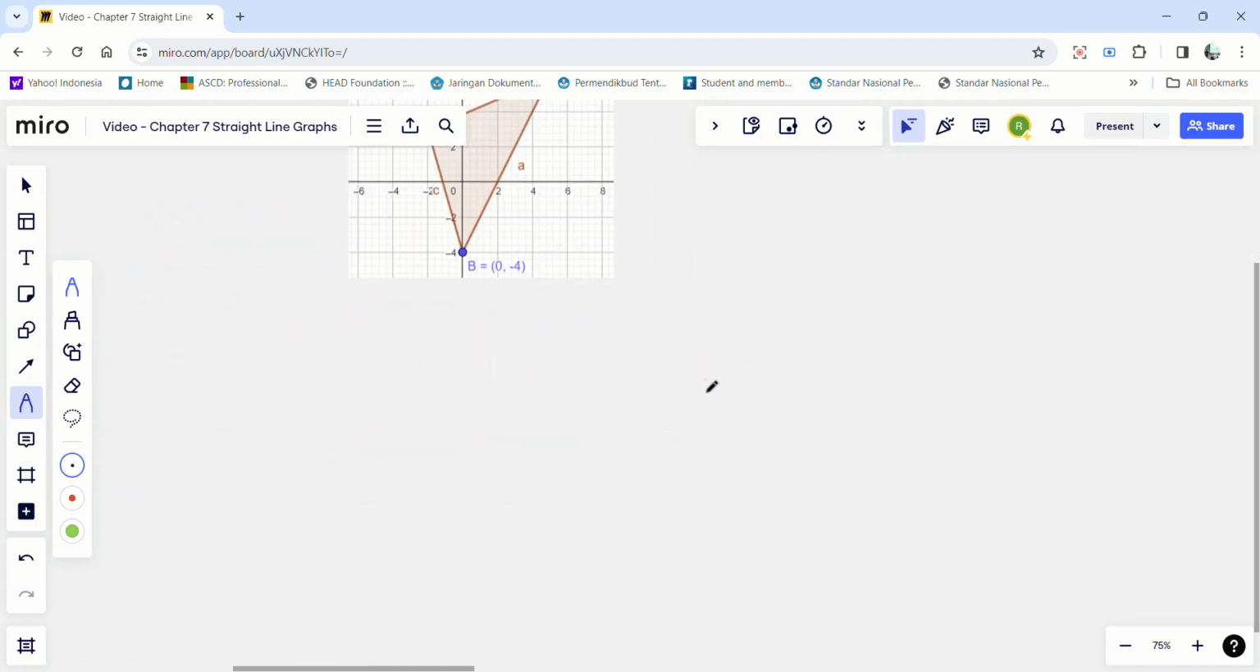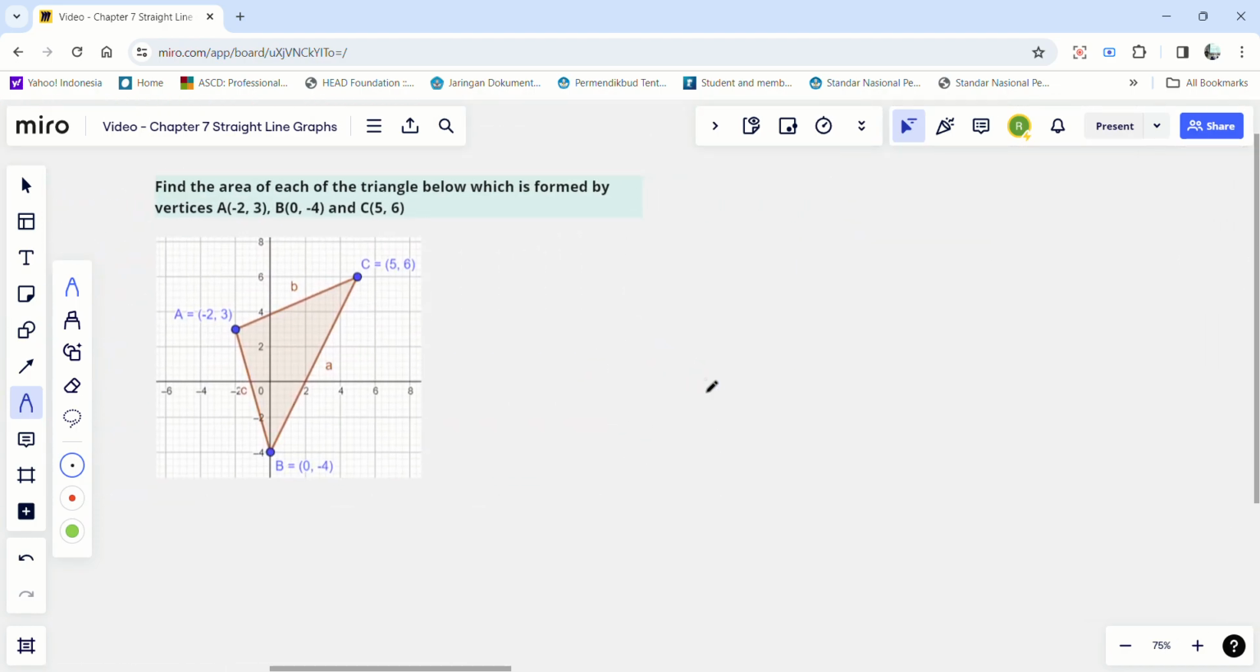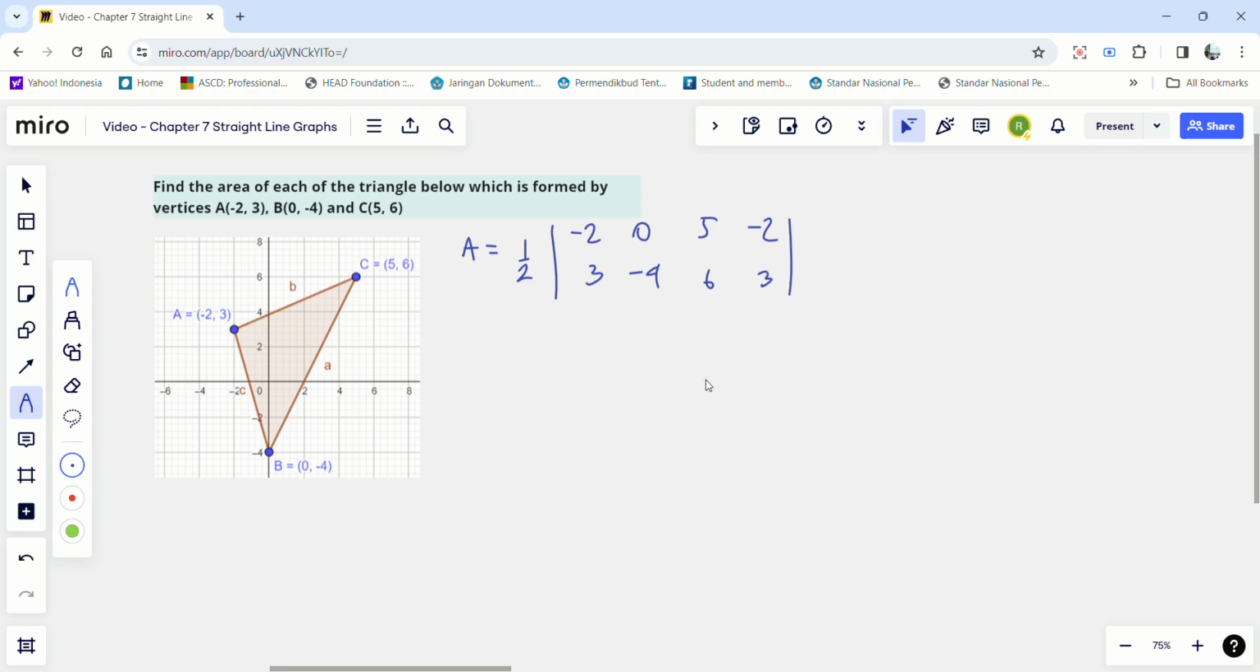So let's go through an example. You can pause this video and try to do it first using the shoelace or shoestring method, and I'll show it here for you. So the area here will be half, shoelace method, I'll put -2, 3, 0, -4, 5, 6, and then I'll go back to -2, 3 again. Right? So then half, I'll do it slowly. -2 times -4 plus 0 times 6 plus 5 times 3. You see I do this pair, and then I do another pair in the opposite direction.